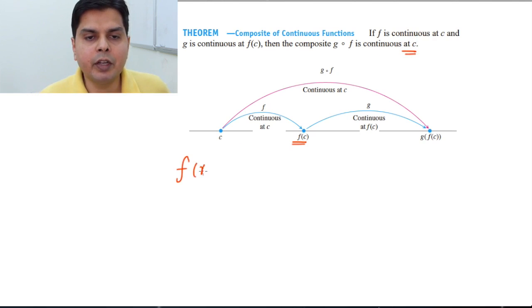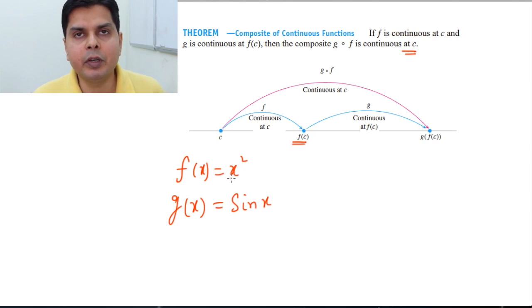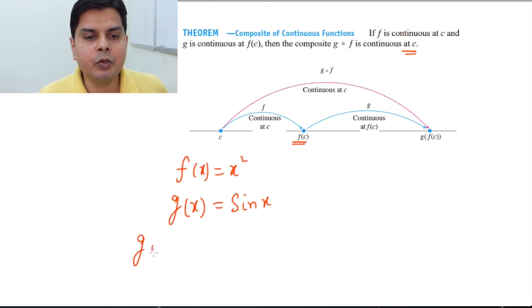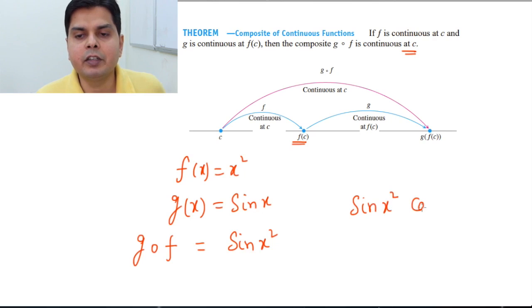For example, let me give you one example. Suppose you define f(x) is equal to x square and your function g(x) is equal to sin x. Now this x square is a continuous function at any point. Similarly, sin x is also a continuous function at any point. So if I define g of f, it will be sine of f(x), that is sine of x square. So I can say that sine of x square is continuous at any point.